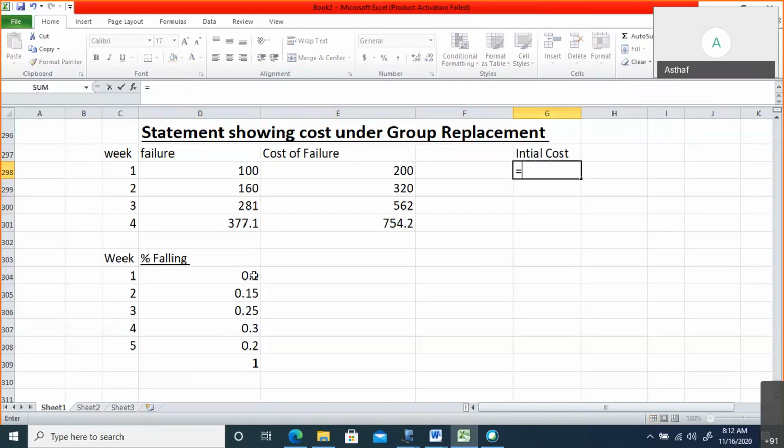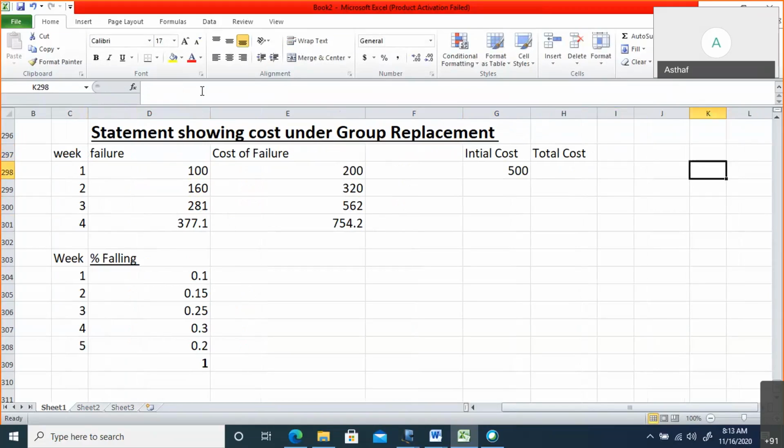See, if you do group replacement, 50 paisa only will come. If you do group replacement, the concept is every 1 week. What will be the total cost? The initial cost will be 500. I will tell one simple example, and you will get it very clear. Every 1 week.